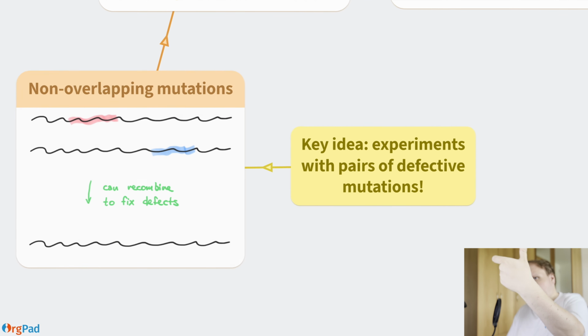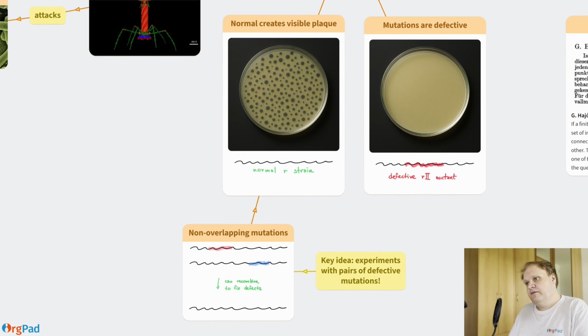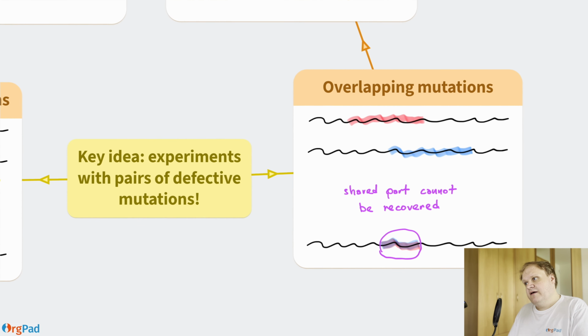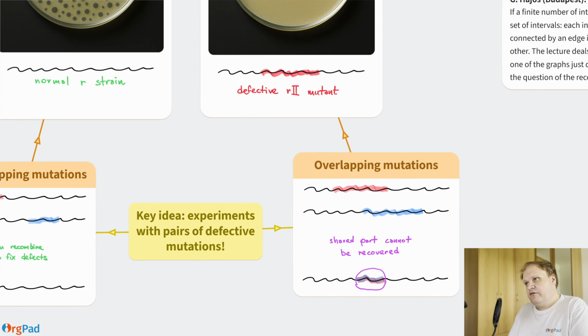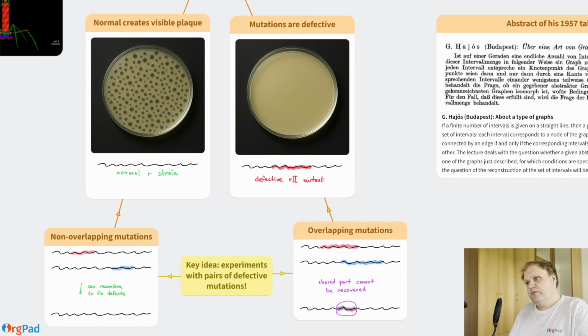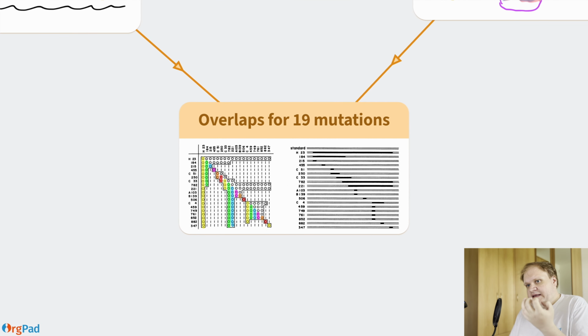Now, when these mutations are non-overlapping, so they are changing different parts of the genetic information, they can recombine back and fix the defect. So they can produce the original non-defective version, and the plaque was visible. On the other hand, when they were overlapping, like this, no matter what they did, they couldn't recover the shared part, so the plaque was not visible. So he could run all these experiments with different pairs and put them together and try to derive further geometric information about the possible locations of the mutations.